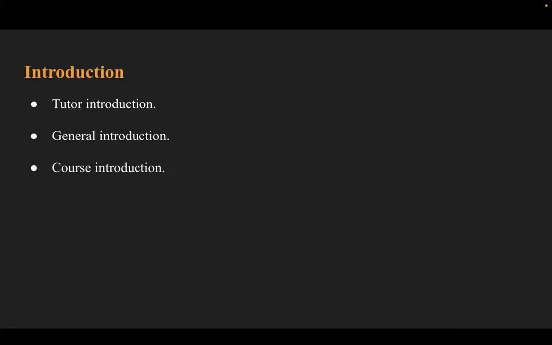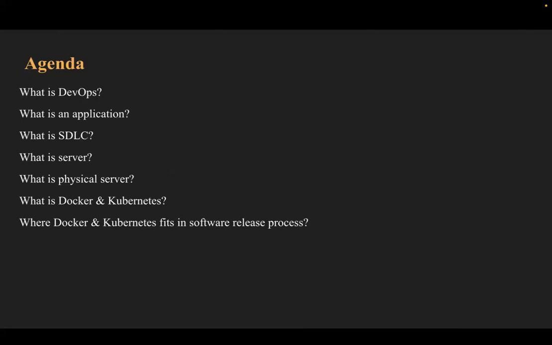The next thing is our agenda for the next part of this course. What is DevOps? What is an application? What is SDLC? This might be very basic for most of you, but as I've mentioned, this course will start from scratch. What is a server? What is a physical server? What is Docker and Kubernetes? Where do Docker and Kubernetes fit in the software release process? We are going to discuss all these things.